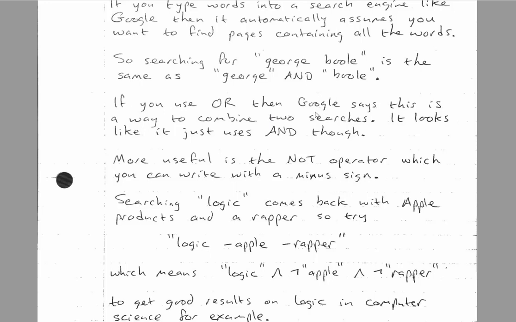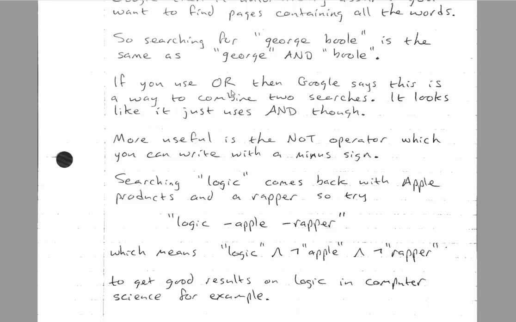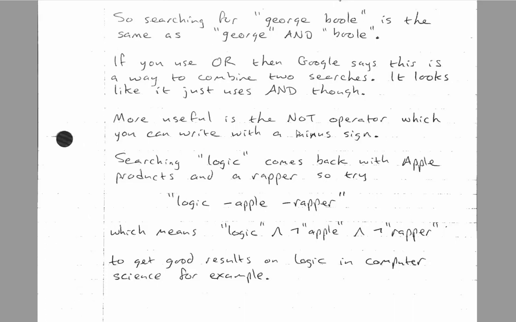Yeah, so if you look on the Google search help page, it says, yeah, you can use or between words to combine 2 searches, so looking for one word or the other. But yeah, I tried it and it just seems to use and, so if you do 2 words with an or, it seems to look for both words together. So I'm not sure how the or part works.